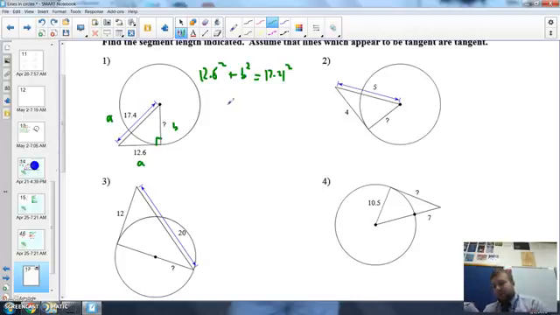What is 12.6 squared? I would love to see you guys do this without a calculator. That's 158.76.